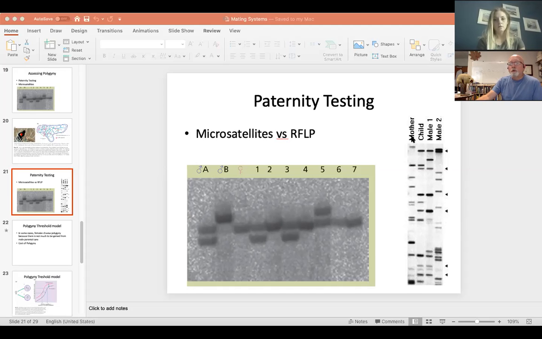So if you're doing this for, once again, humans, which is where RFLPs are used a lot, you have a mom, you have a child, and you have 2 prospective parents. You see that both males share this marker with the child, so that particular restriction site isn't particularly informative.